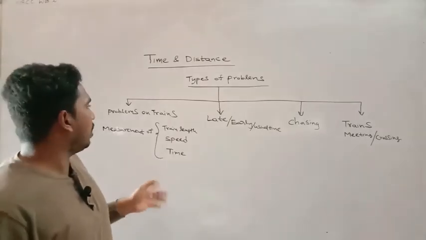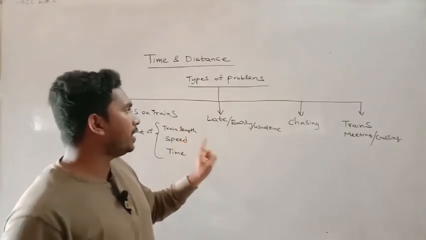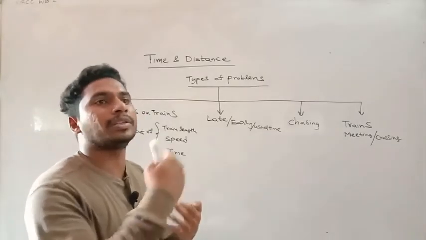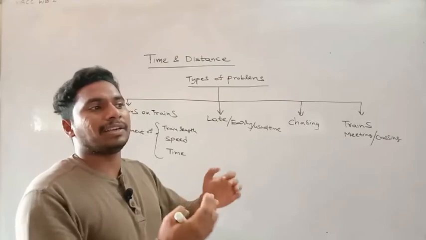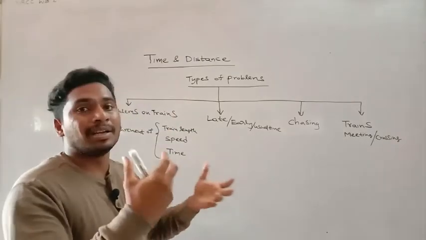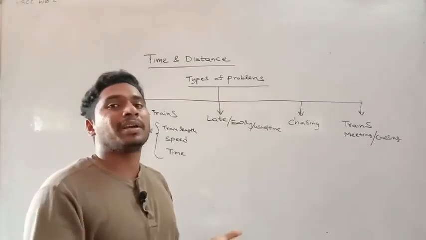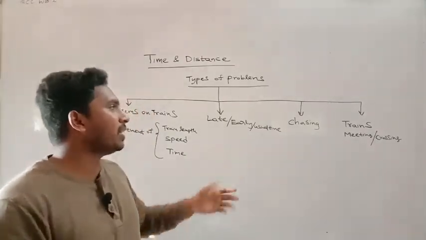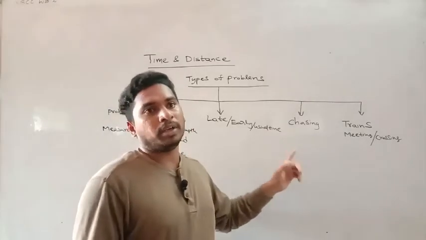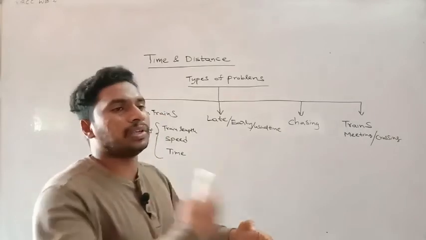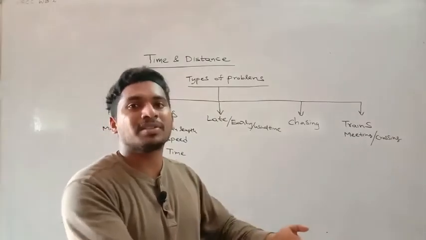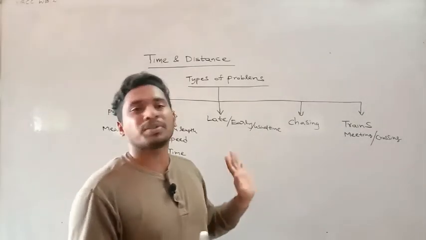The next type is late, early and usual time. Someone is late to his office on one day, he went at some particular time and he is late by so and so time. They may ask you the period of time or point of time. Next is chasing. Some policeman is chasing a thief. At what time will they meet, after what distance will they meet? Questions like that will be asked.